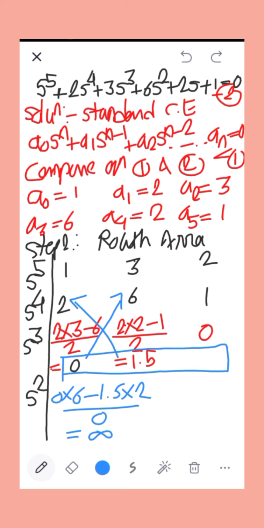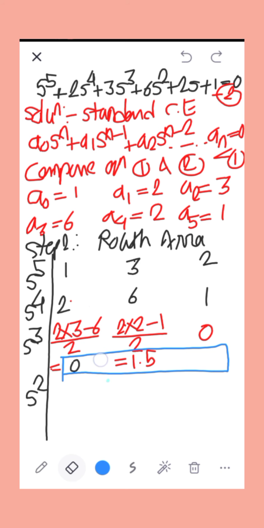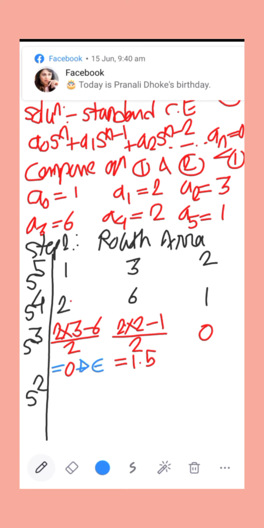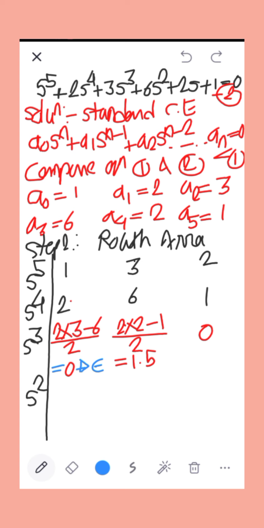So for this case, the remedy is that we have to replace this 0 by epsilon. Okay, we have to apply this as epsilon. Now we have to go with the epsilon term. This is epsilon, this is 1.5, this is 0.